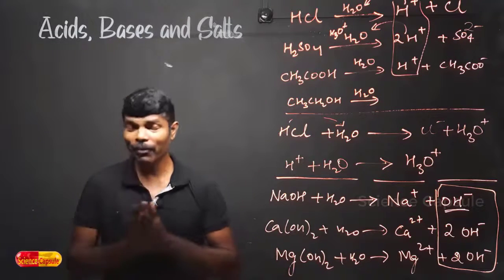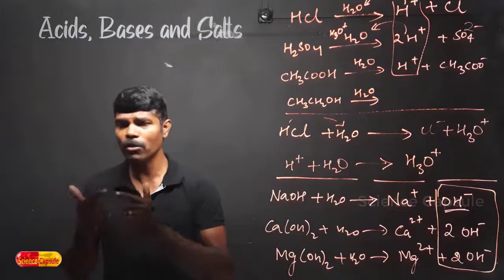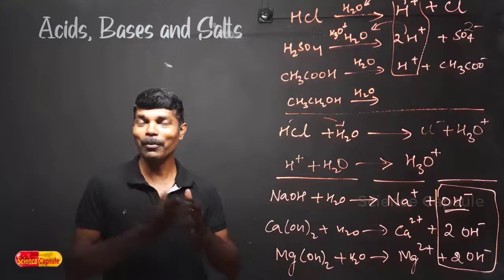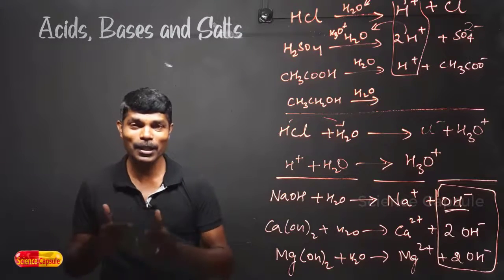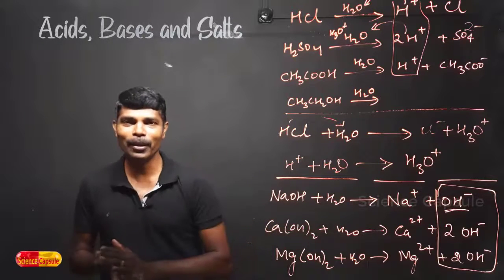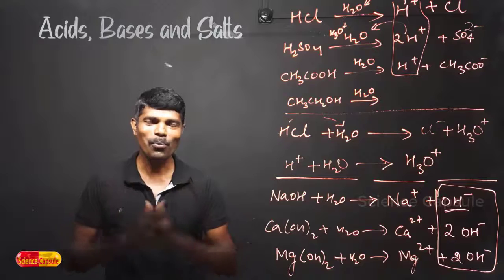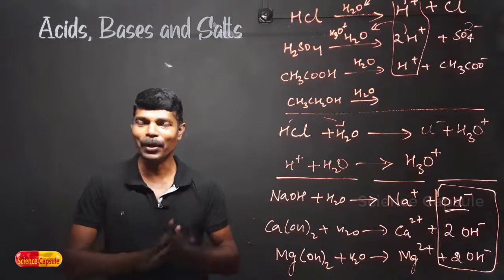So altogether we can say that acids are those substances which displace or produce hydrogen ion when dissolved in water, whereas bases are those substances which release or produce a hydroxide ion when dissolved in water. So this is how we can understand what happens when acids and bases are dissolved in water.